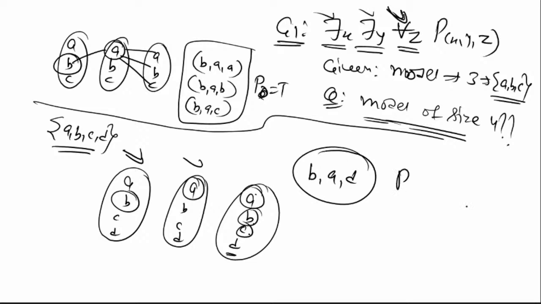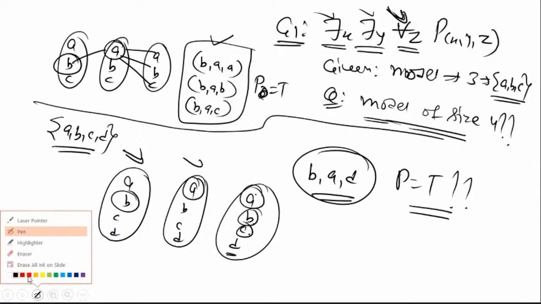Can we guarantee that? No, we cannot guarantee, because from the given information we only have this information that BA is true, BAB is true, and BAC is true. This is the only information that we have. We cannot guarantee that for BAD, this P will be true. This we cannot guarantee. You can think like this.